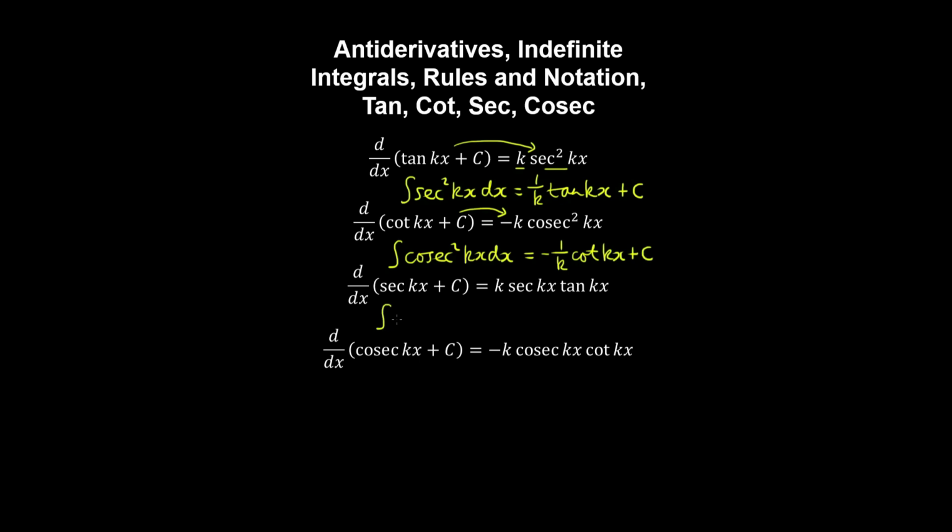And similarly, if we want to integrate sec kx tan kx, so we simply just divide by the constant k and multiply by sec kx and add a constant of integration. And in a similar way, we can integrate cosec kx by the cotangent of kx.